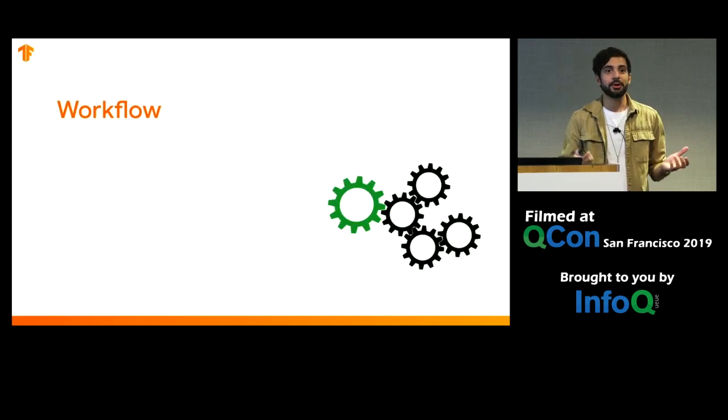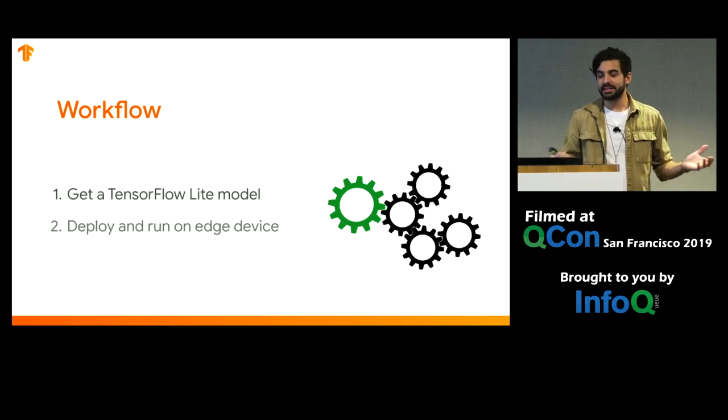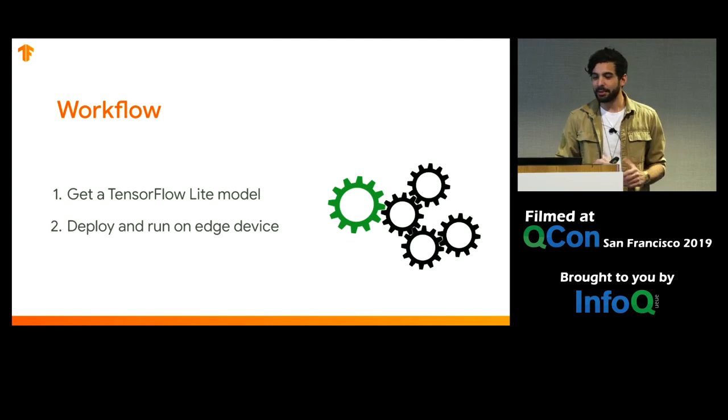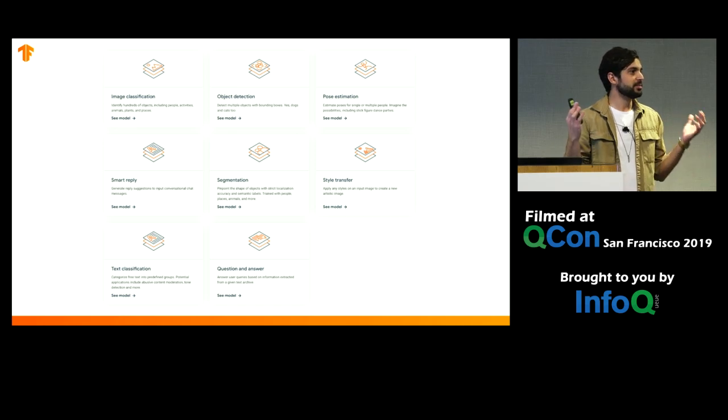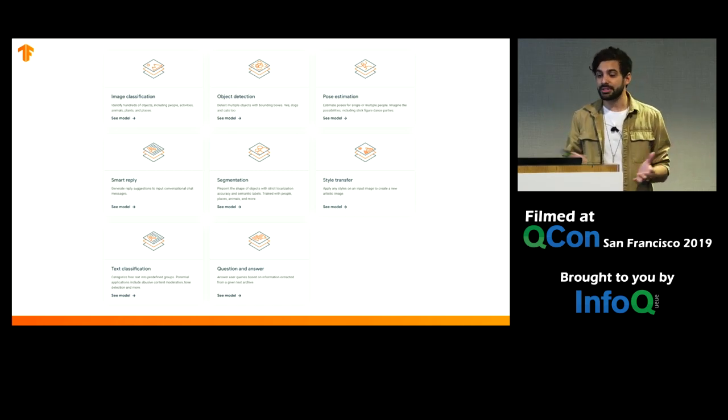So the workflow for doing this is pretty simple. First, you get a model. Secondly, you deploy it and run it on devices. There's not much more to it than that. And I'm going to show how that works. So first of all, say you don't have a model. You don't even know what one really is. You can still get started really easily.